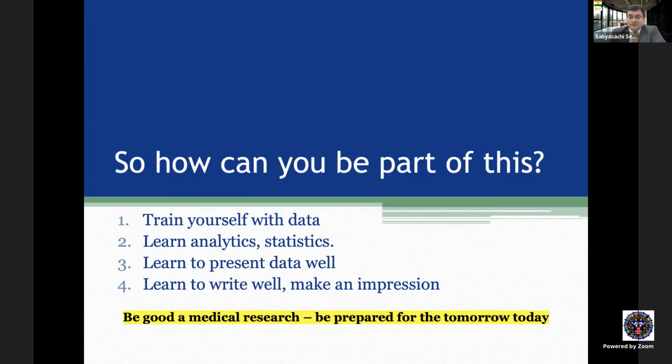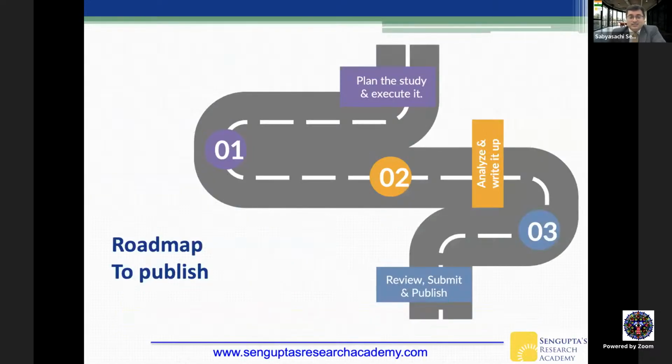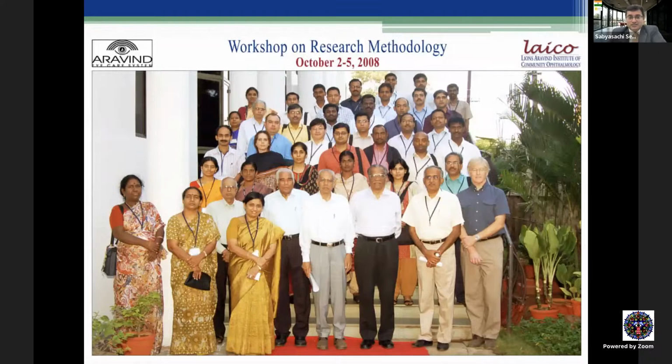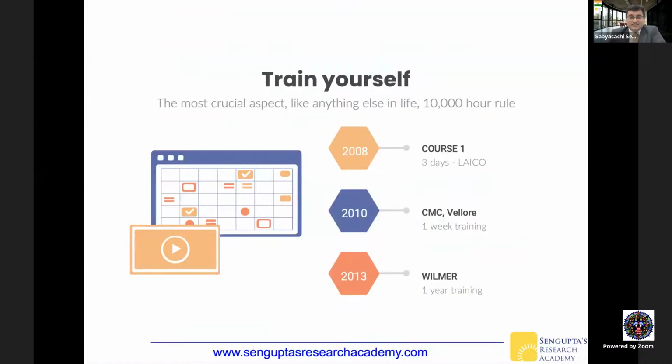And you need to be prepared for tomorrow. So this is where we started, where you plan, you analyze, you execute. This was me, getting trained in research techniques in the year 2008. I look considerably older now, but that is when my own journey started. Then I did a three-day course at Arvind Eye Hospital in Madurai. Then I did more research training, a whole week of training at CMC Vellore. And then I was not satisfied, and I went to the Wilmer Institute at Johns Hopkins and spent more than a year there. That is when I started getting my head around it.